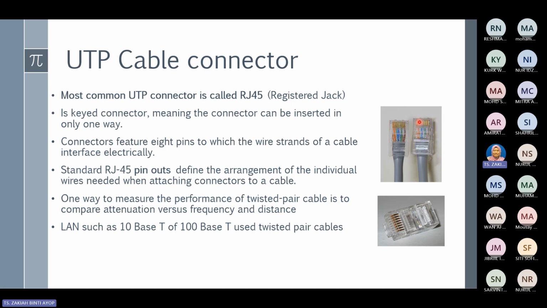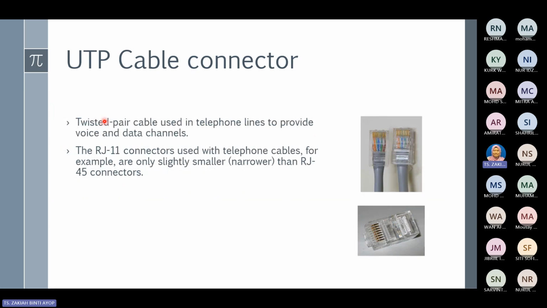a cable. So from one end, maybe this is for the PC, and then another end is connected to the switch. All right. So one way to measure the performance of twisted pair cable is to compare attenuation versus frequency and distance. And then for the LAN, a local area network, such as 10BaseT or 100BaseT, they use twisted pair cables. Twisted pair cables are also used in the telephone line to provide voice and data channel.